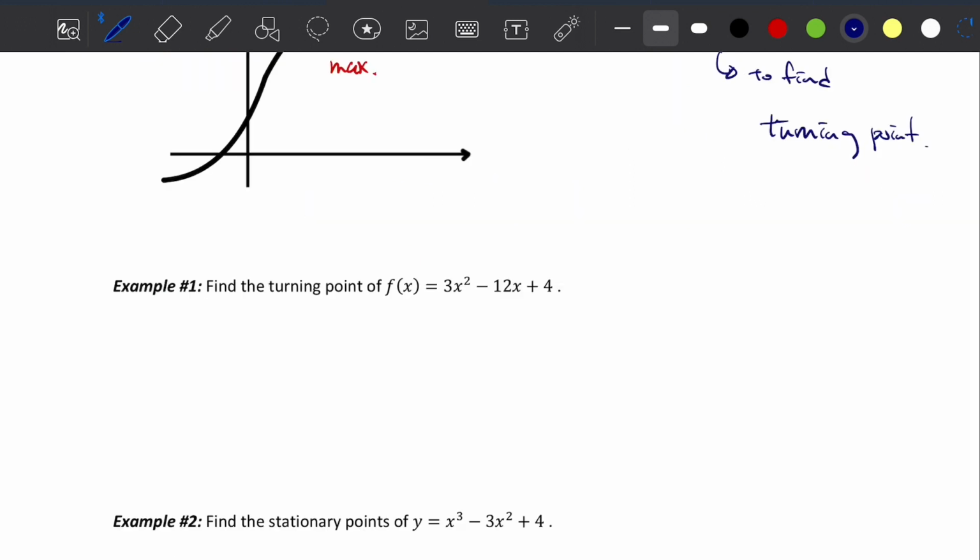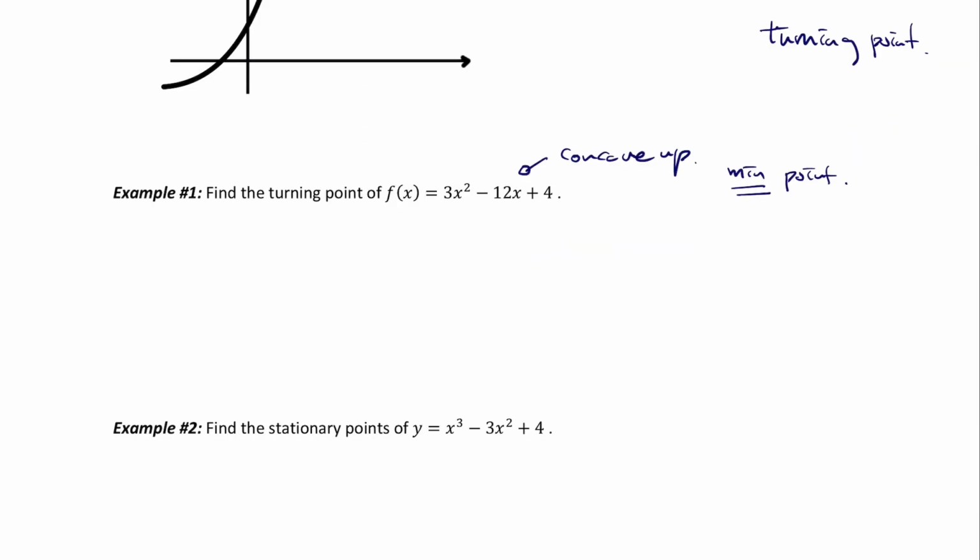So here we have example number 1, where we need to find the turning point of f of x equals 3x squared minus 12x plus 4. Since we have studied functions already, we already know that this is a concave up graph, right? Or we can say that this function can have a minimum point. However, the purpose of this question is just finding the coordinate.